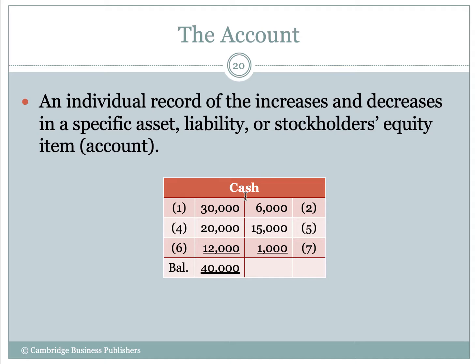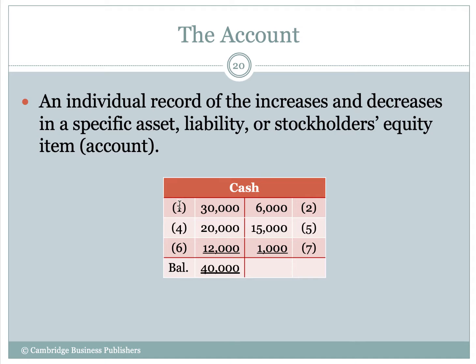The reason why is they show us all the transactions that increase the account. We see here on the left. They show us all the transactions that decrease the account. We see here on the right. And then they provide us with a balance. The balance of the cash account is $40,000.